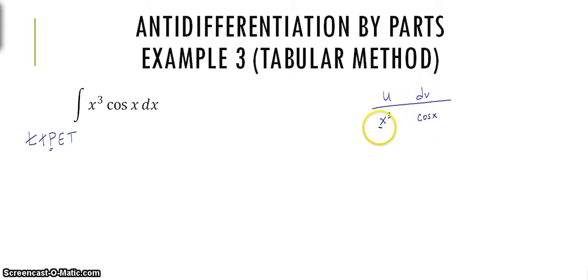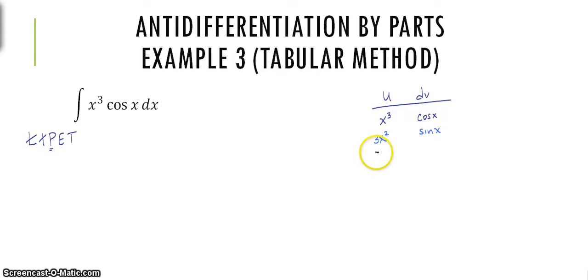And I hope you can see that if you keep taking the derivative of x cubed, eventually you're going to get down to 0. So we're going to just go through the derivatives until we get to 0. And so this would become 3x squared, and the antiderivative of cosine of x would be sine of x.